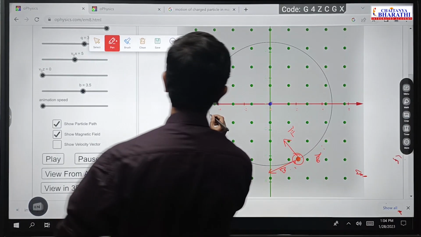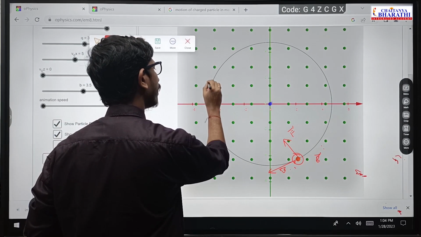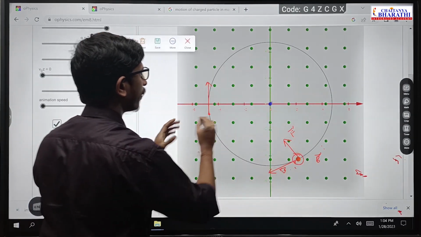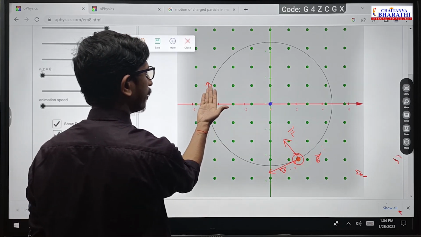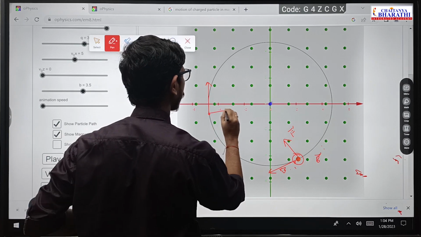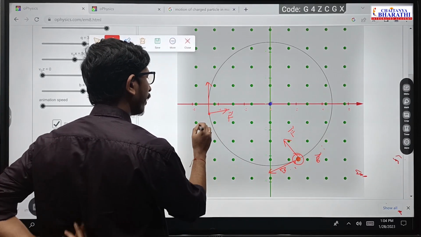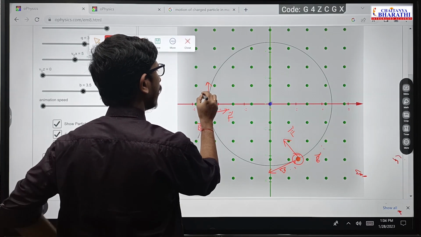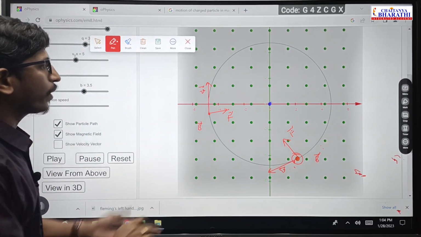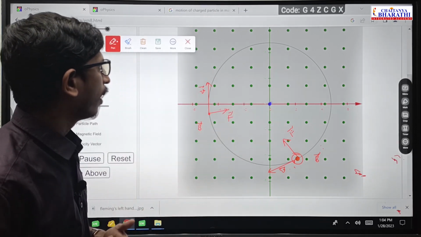Wherever you take the particle, even if you take the particle here, it is moving this way, so the velocity vector is this, and the magnetic field direction is this. So automatically the force could be in this direction. This is the force vector, since the magnetic field is outward and this is the velocity vector. That's how you can determine the direction of the force experienced by the charged particle.